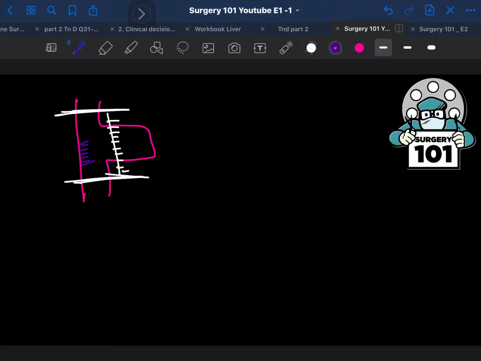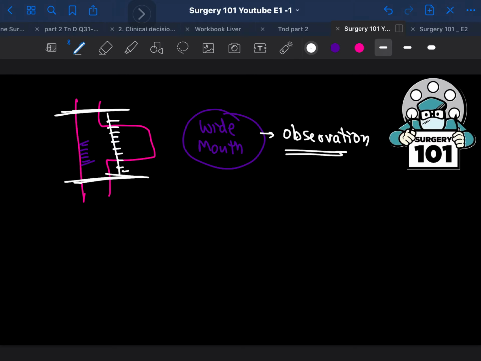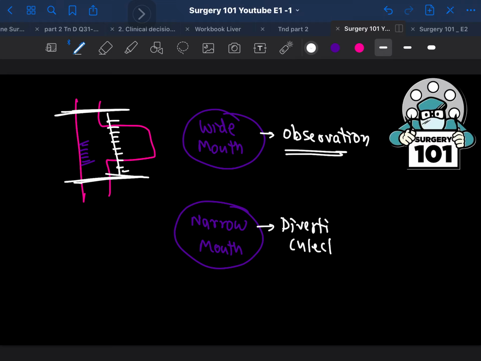But what you need to understand is that in your Love and Bailey, it has been written that if you have a wide mouth, you can go in for an observation. So if they characteristically use this word, wide mouth Meckel's diverticulum is present, you can go in for an observation. And if you have a narrow mouth Meckel's diverticulum, here you can go in for a diverticulectomy.